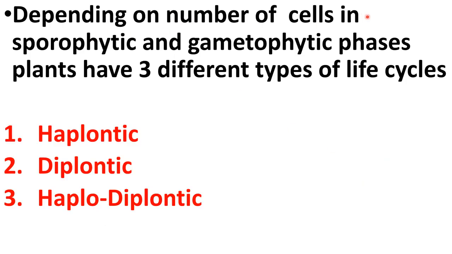Now, both the phases are present in the plant life cycle, but depending on the number of cells present in the sporophytic and the gametophytic phases, we have three types of life cycles. Whether the sporophytic phase is unicellular or the gametophytic phase is unicellular, or which phase is multicellular. Depending on these things, we have three different types of life cycles in plants: haplontic, diplontic and haplodiplontic.